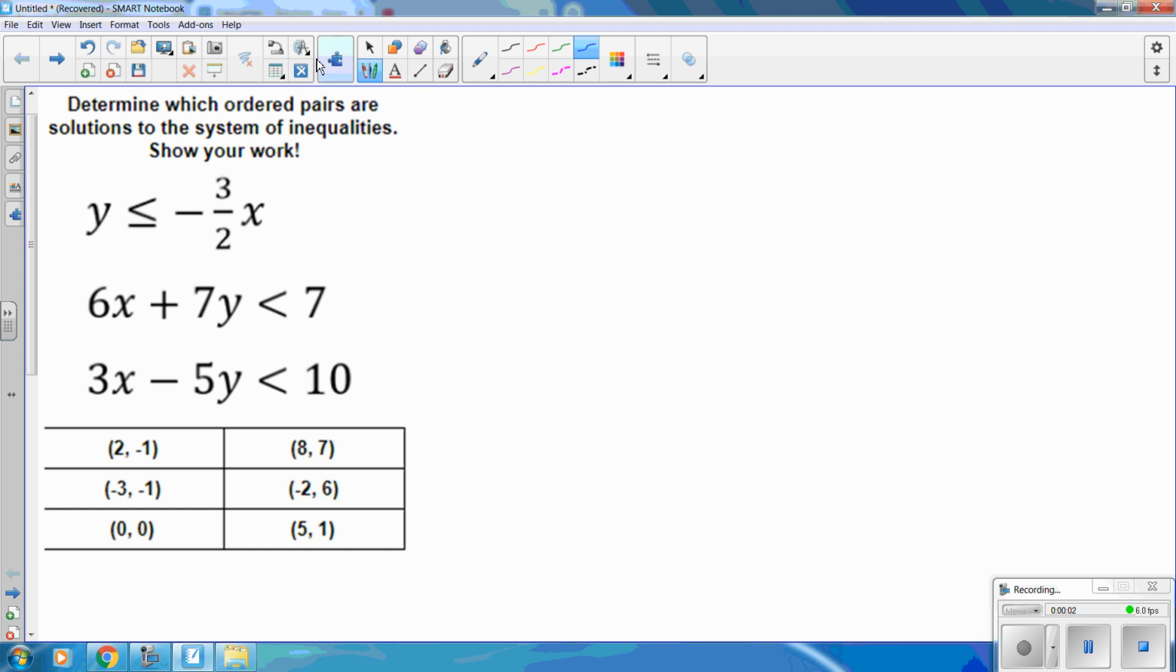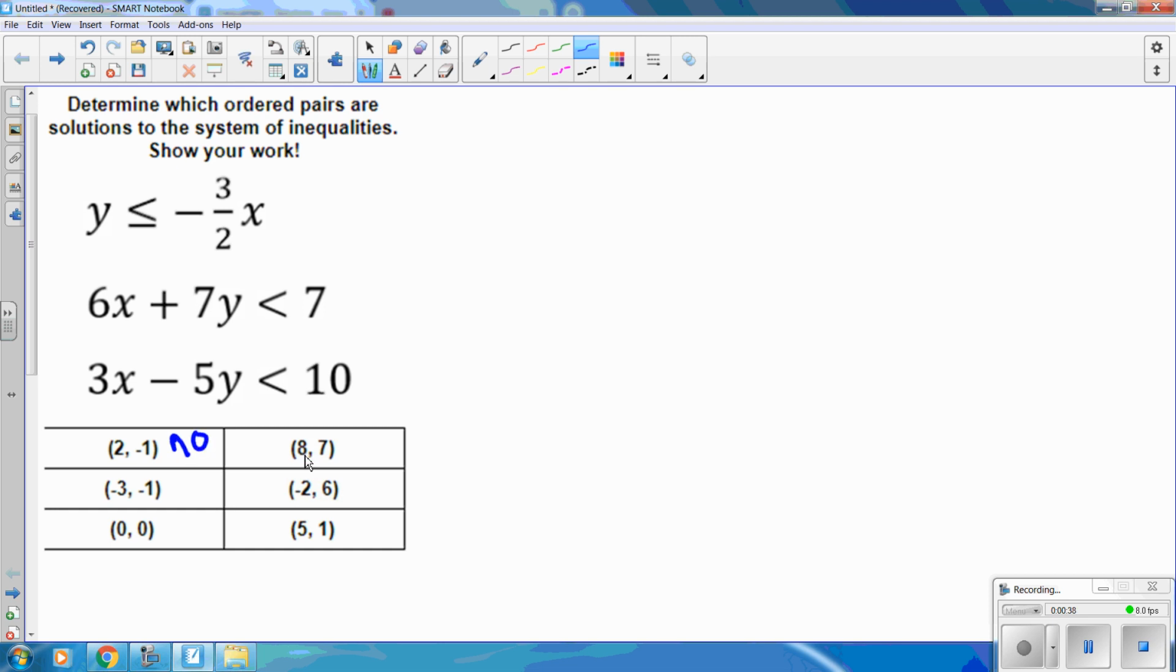Okay, so let's plug in negative 1. We're going to plug that in for y. So we have negative 1 less than or equal to. Let's plug in 2 for x. 2 times negative 3 is negative 6, divided by 2 is negative 3. All right, so negative 1 is actually greater than negative 3, so it doesn't work for this one. And if it doesn't work for this one, it's not a solution to the system, so it's not going to work at all. So this will be no.